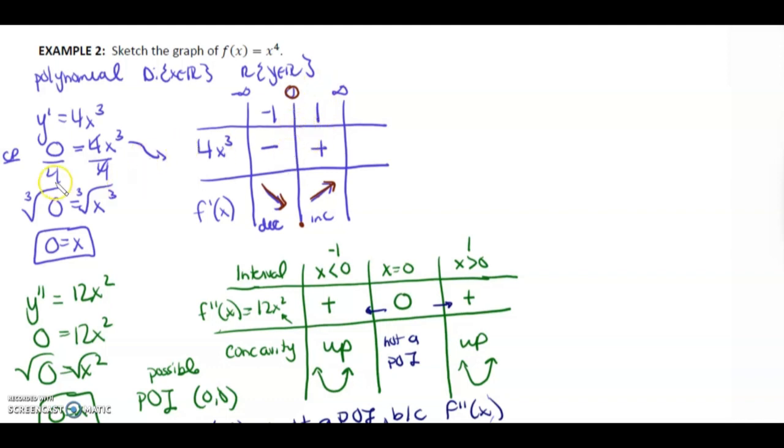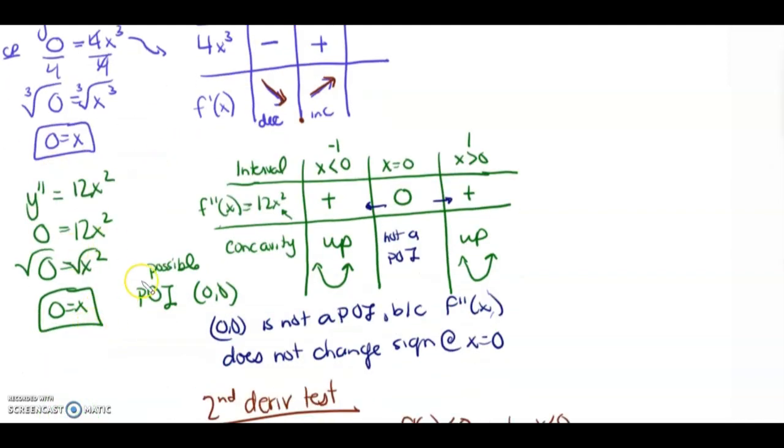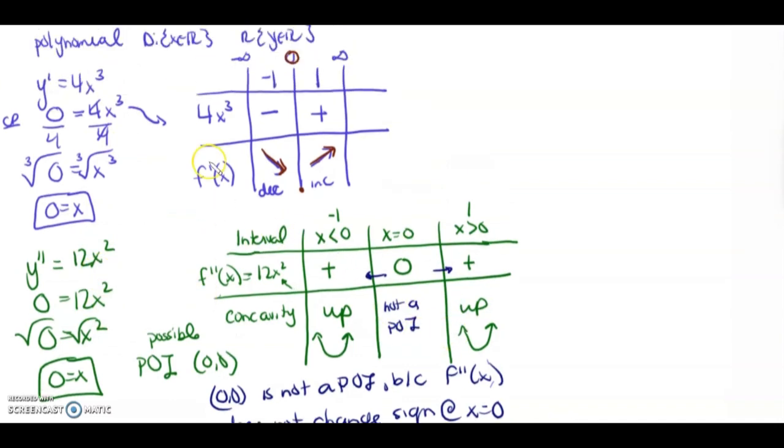Okay, because 0 is both a critical point and a possible point of inflection. We had to determine which one it is. So we have to look at both charts. Okay, and then finally, we can go ahead and graph this. So let's graph our x and y axis. Okay, we know that we go through 0, 0, that's possible point of inflection, but it's not.